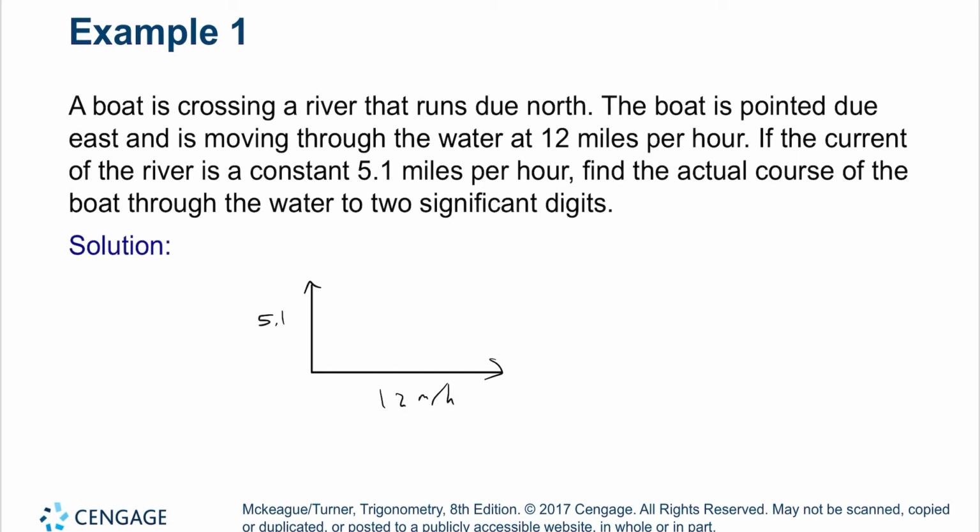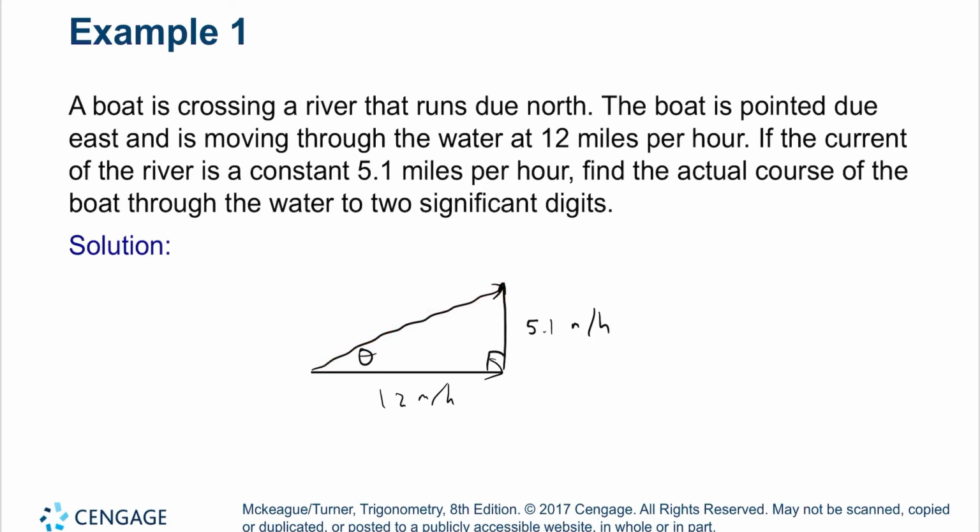And now we need to find the actual course of the boat through the water. So if the river is going this direction, then the actual boat is going to go in this direction. So I'm going to erase this over here, and I'm going to put the 5.1 on this side. It's the same thing, miles per hour. You have a right triangle. So the actual direction of the boat is this direction because even though it's going horizontally, the river is pushing it towards the north. So this is the actual path. So we need to find this angle and also the magnitude.